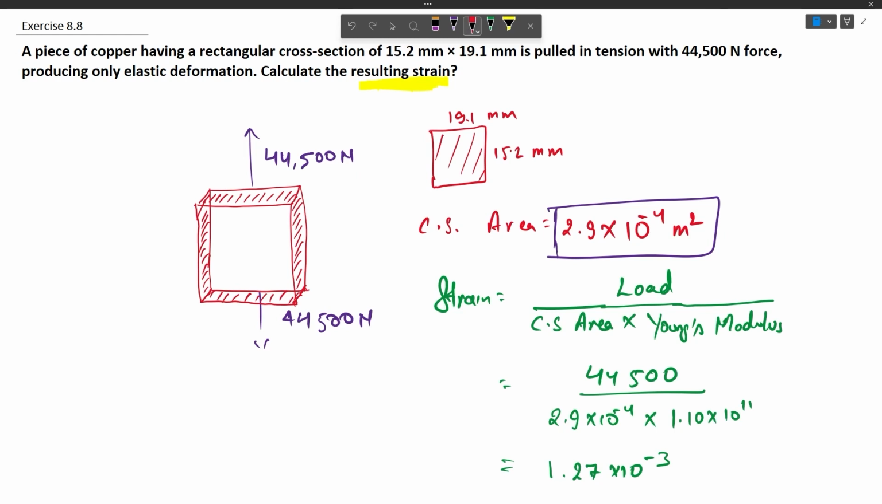So we know that Young's modulus is equals to stress, that is force, divided by cross sectional area divided by strain. Now strain can be given as load, that is force, divided by cross sectional area multiplied with Young's modulus. Now here we have been given load as well as cross sectional area as well as Young's modulus, so it is easy to calculate the strain, and we get a strain of the value of 1.27 into 10 to the power 3. And now this strain is elastic in nature as given in the question. So this is the final answer of this question.